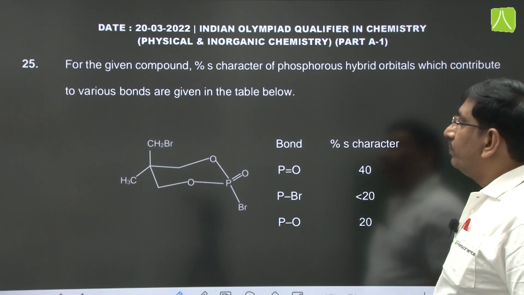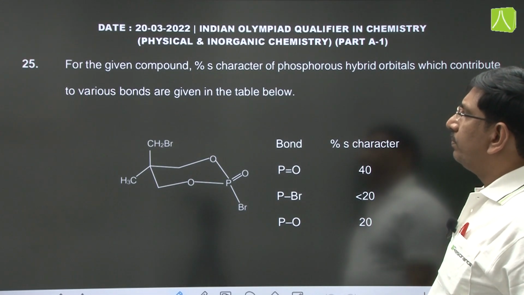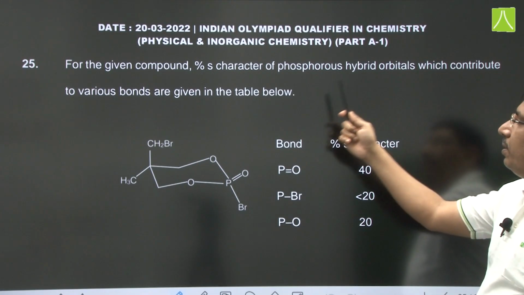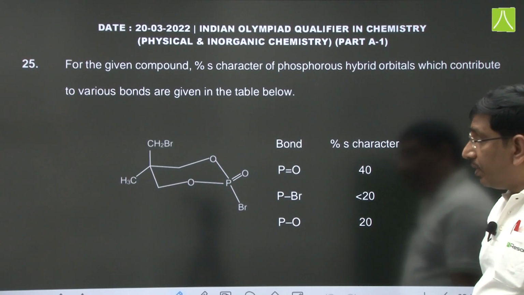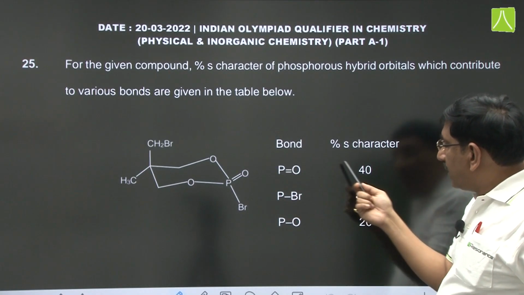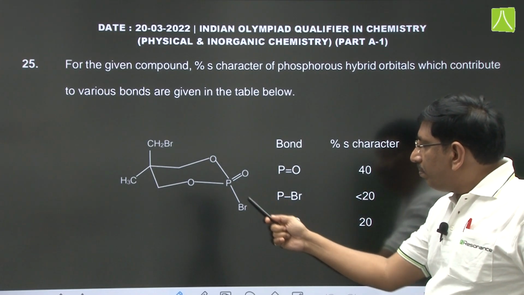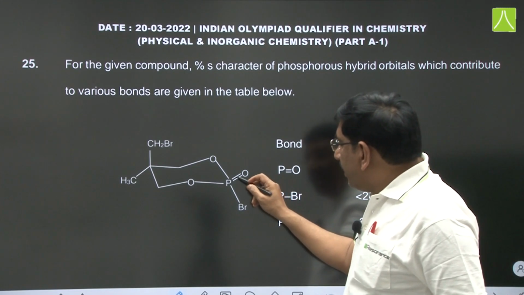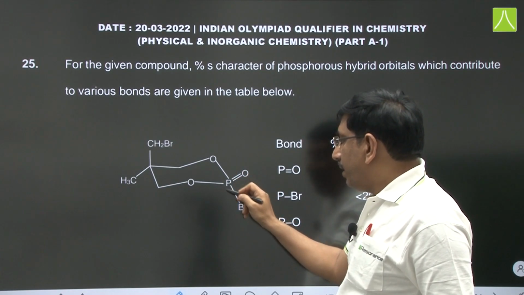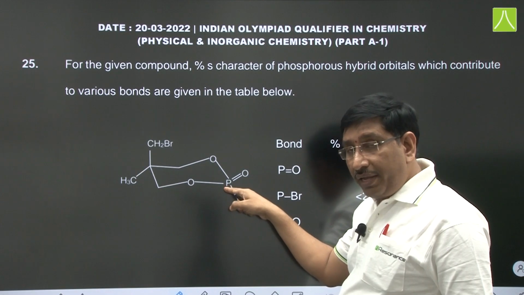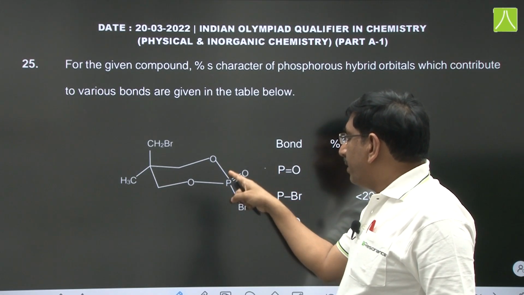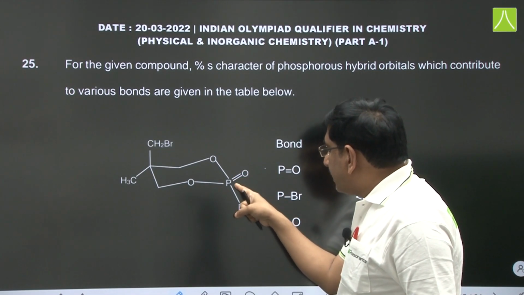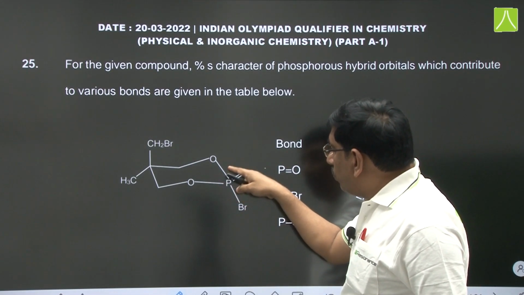Sorry. Now it is a beautiful question and it is of part 2. For the given compound, the percentage of S character of phosphorus hybrid orbitals which contribute to various bonds are given in the table below. And you can observe double bond P double bond O is having more percentage of S character and PBr is having less than 20%, PO is having 20% S character, right. It is getting more percentage of S character and here phosphorus is sp3 hybridized, and here it is 40% S character, and that means in these three the S character is less obviously.